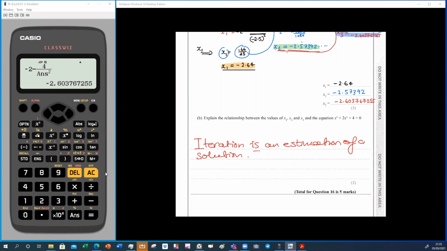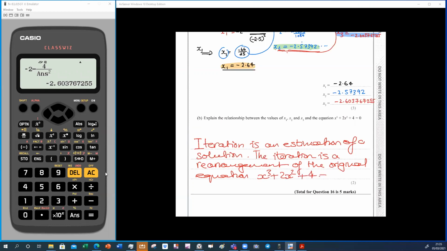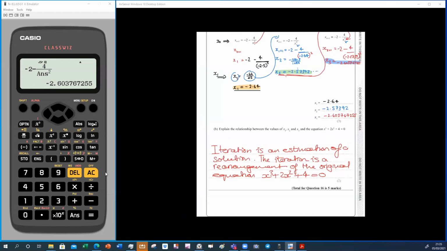That looks horrible, the iteration. That would be enough for us to get the 2 marks for that. That's explaining what the nature of an iteration actually is.